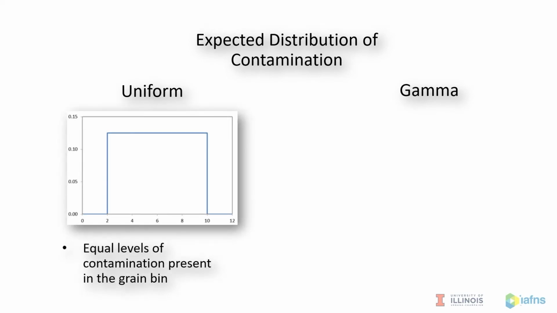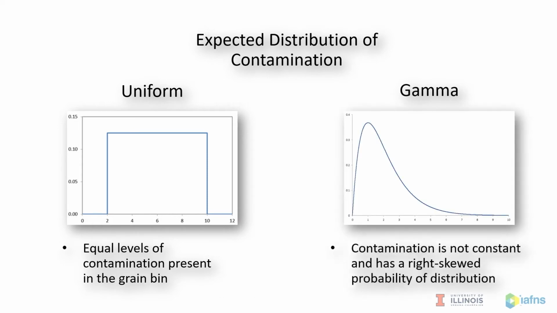The expected distribution of contamination refers to the mycotoxin distribution in the contaminated grains. The user has two options: uniform distribution and gamma distribution. The uniform distribution refers to equal levels of contamination present in the grain bin, while the gamma distribution is used when contamination has a right-skewed probability distribution. A skewed distribution is more representative of a real-life scenario. However, if the grain bin has been thoroughly mixed, a uniform contamination can be used.